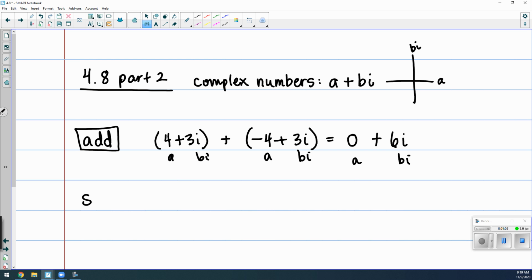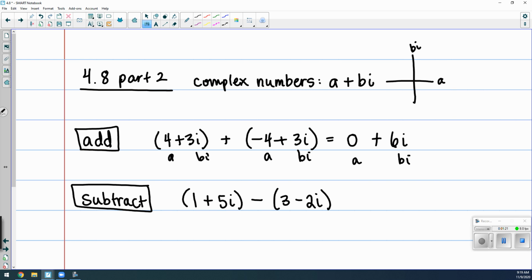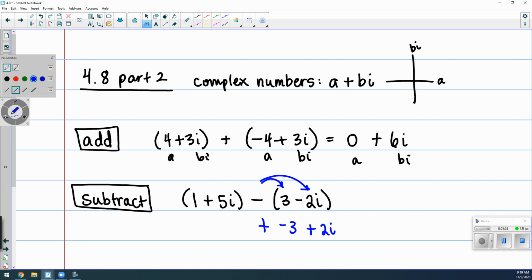Now, subtracting, equally as easy. I just encourage you to distribute in the subtraction and change it from subtraction to adding the opposite. So let's take a look at another example. 1 plus 5i minus 3 minus 2i. So what I'm going to do is rewrite this as adding the opposite. So distribute in the negative, and that changes 3 to negative 3, and it changes negative 2i to positive 2i.